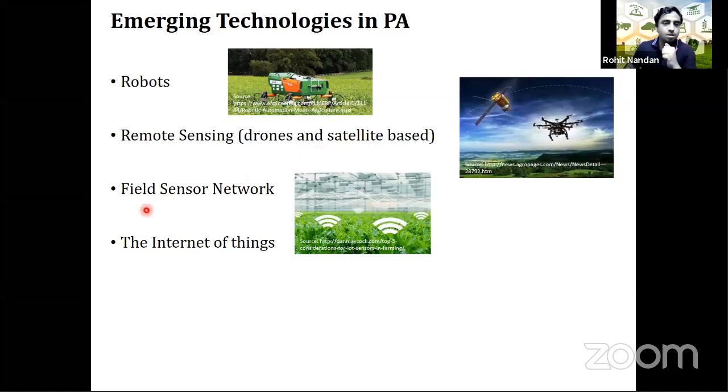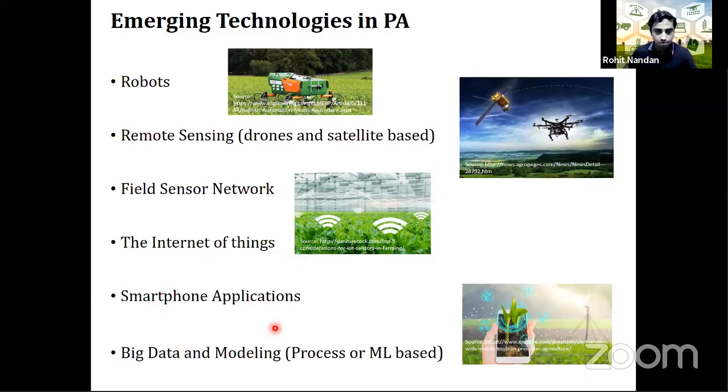And then there are other technologies, field sensor networks and IoT sensors, which we generally deploy on the field and which communicate the information to the users. The users could be decision makers, and based on that information, the users can decide whether they have to apply the fertilizer or not. That is one very effective way to put technology to use.